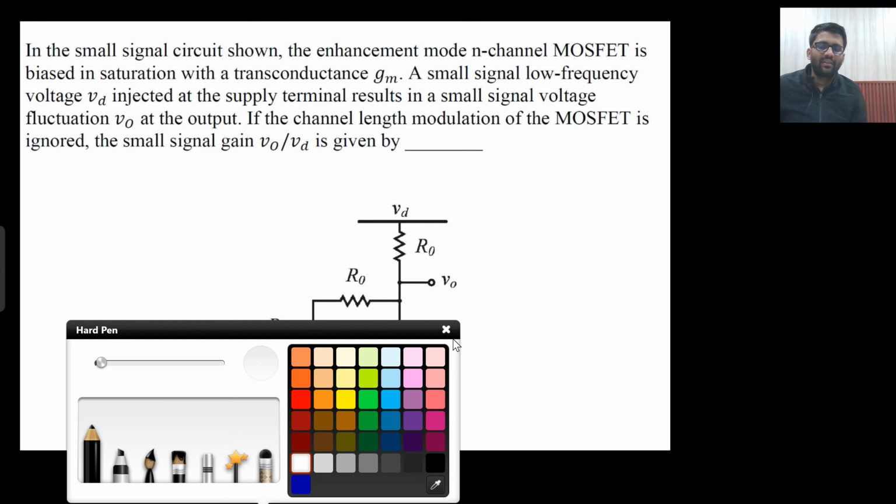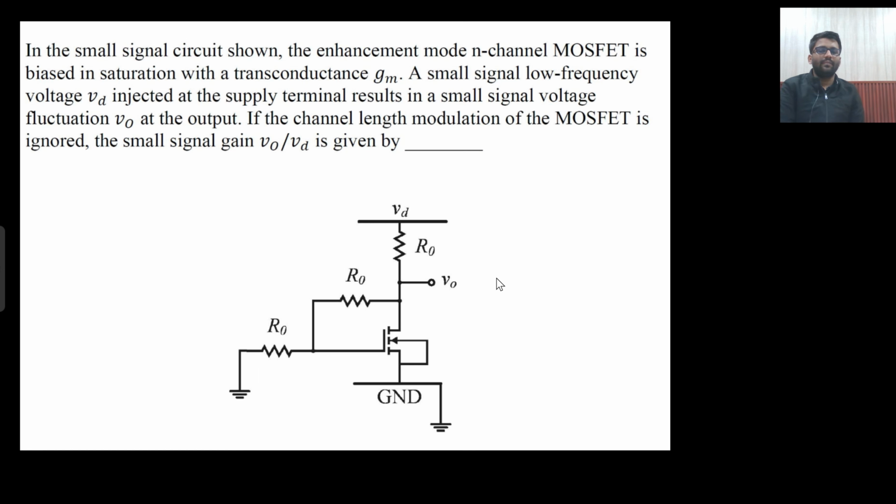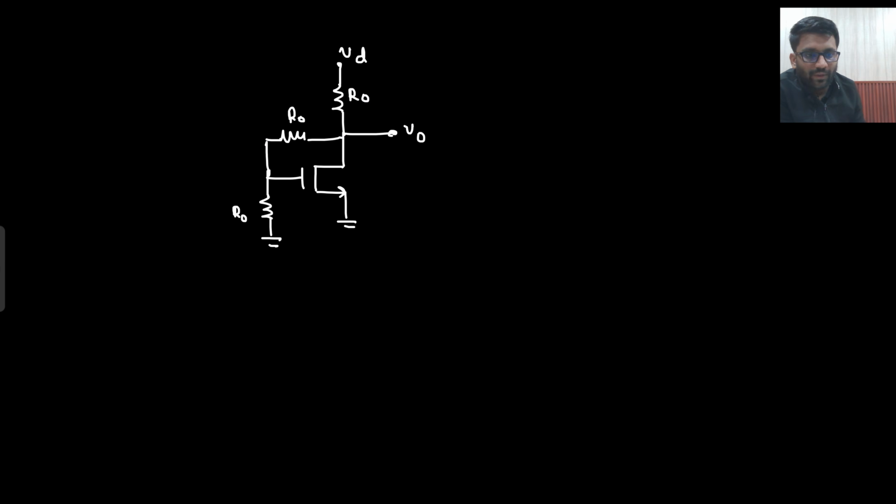So can I make the circuit again? Yes, let's start. This is my VD that they have given. This is your R naught. This is your V naught. Then there is an NMOS circuitry, connected to ground. This is your R naught, and this is connected to ground. This is VD, and this is your V naught. What do I need? I need the ratio of V naught by VD.